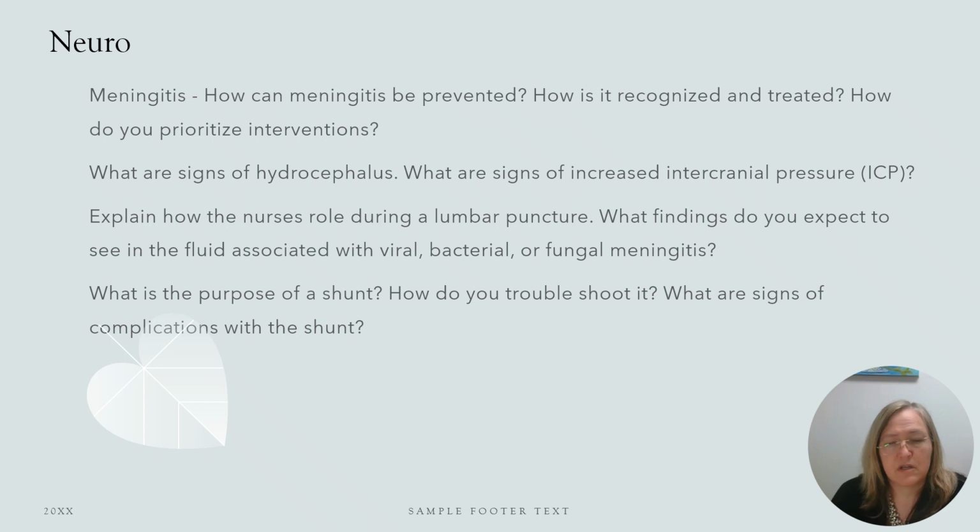For hydrocephalus, we often treat that by placing a shunt. So what is the purpose of the shunt? How do you troubleshoot the shunt? If it's not working, what are complications of shunt malfunctions?